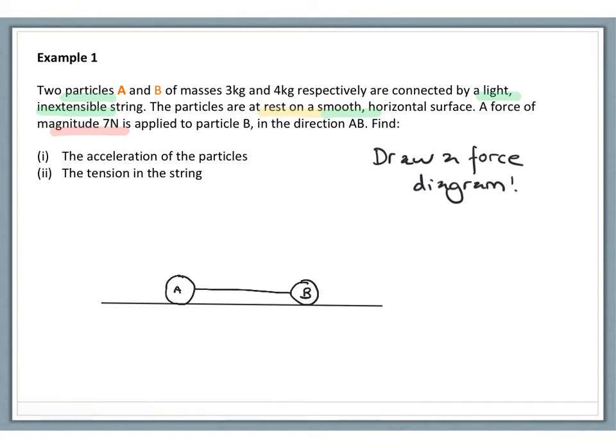Let's draw on the forces. So both particles will have a weight. Particle A will have a weight of 3g, particle B will have a weight of 4g. Both particles will experience a normal reaction force, which is balanced by the weight. There is no vertical motion here. So RA and RB, they're different.